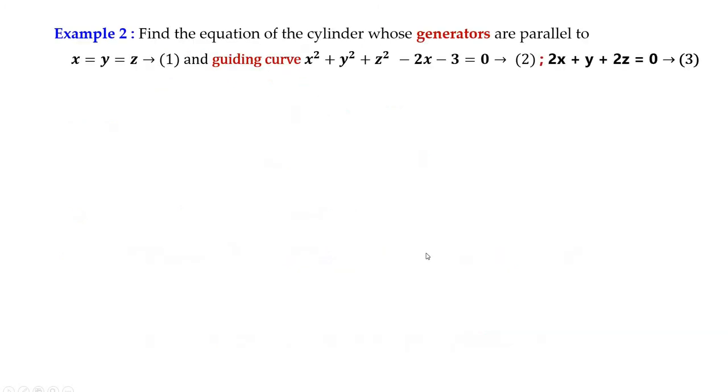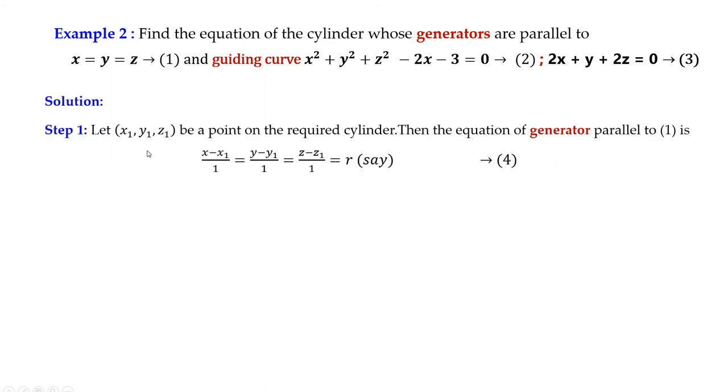Now one more. We find the equation of the cylinder whose generators are parallel to this, and the guiding curve is given by this. Now we will consider x1, y1, z1 to be any point on the required cylinder, then the equation of the generator parallel to 1 is given. If we know a point and DRs, it is parallel to this one. When we consider this line, it is obvious that the DRs or DCs are given by this.